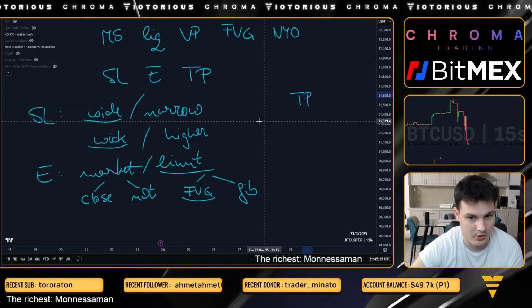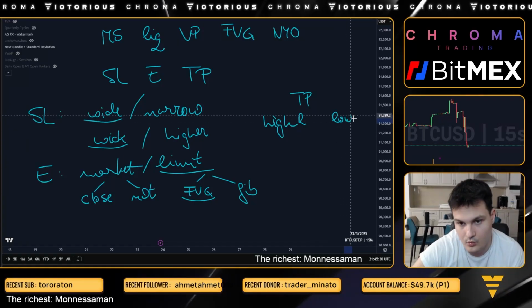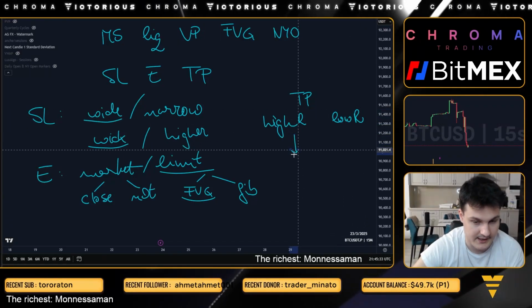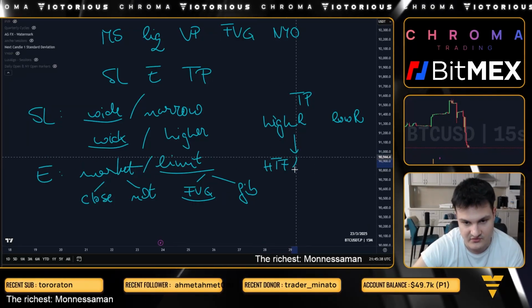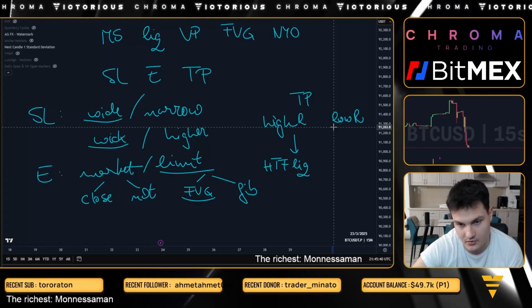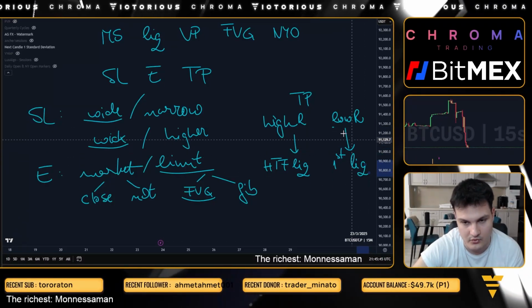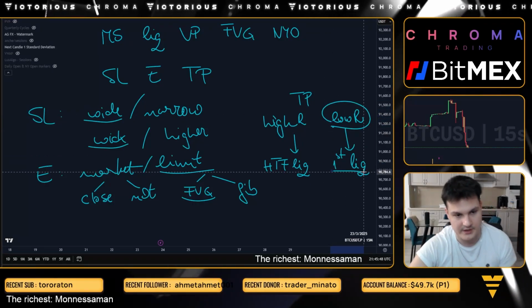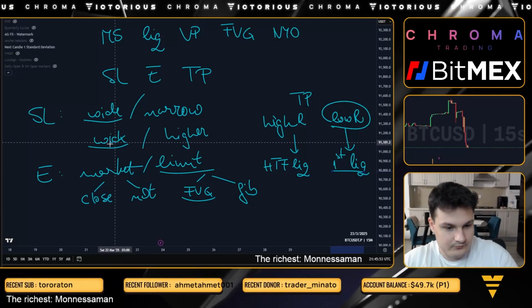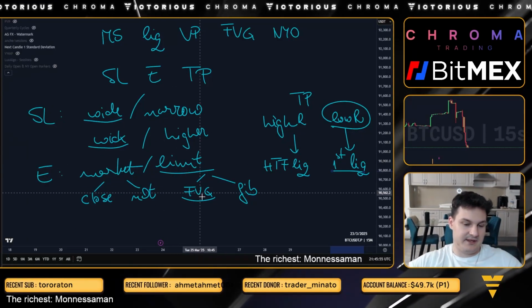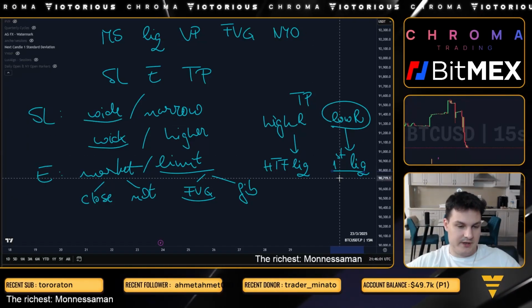Will I go for high R trades or low R? Will I go for higher trades for high time frame liquidity that sits far away, or will I go for lower trades at the first liquidity? Let's say we go for lower trades at the first liquidity, right? So now we have our stop loss, which is wide and at the wick. We have our entry, which is a limit at the fair value gap, and we have our TP, which is low R at the first liquidity.